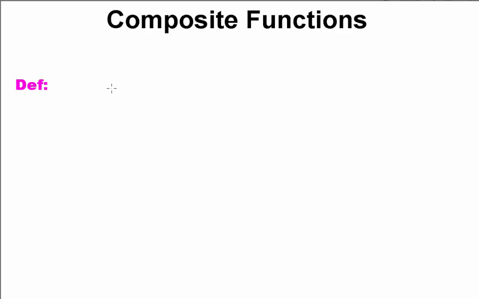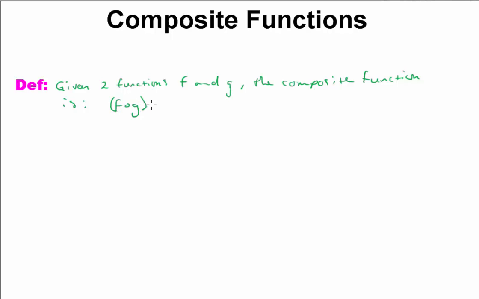In this video, we're going to talk about composite functions. And let's start with a quick definition. Given two functions, f and g, the composite function is f of g of x, which can also be written as f of g of x.